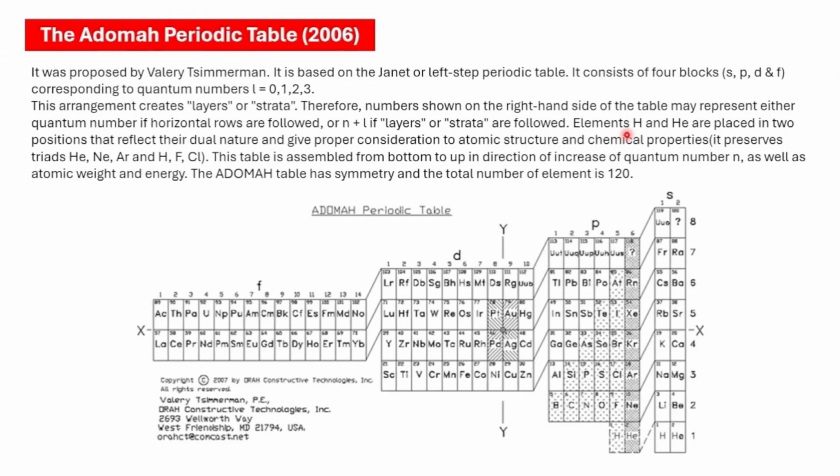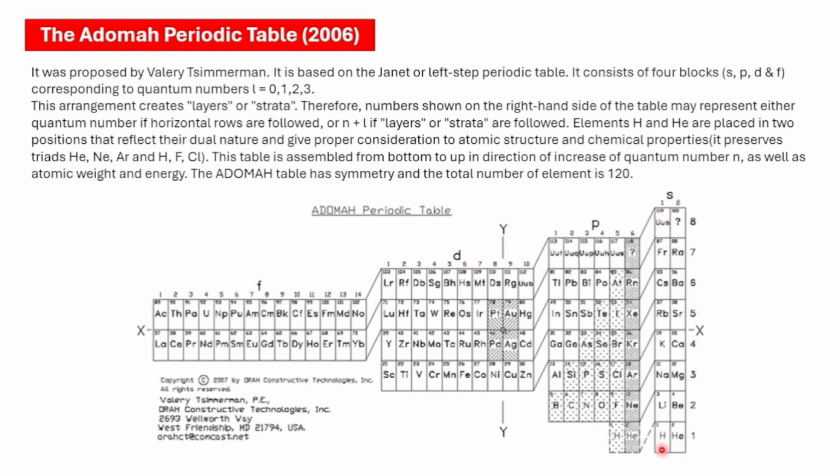Next, we have the Adomah periodic table, which came in 2006. It was proposed by Wolfgang Schimmelmann. It is based on the Janet or left step periodic table. It consists of 4 blocks S, P, D, and F corresponding to quantum numbers l equal to 0, 1, 2, and 3. So if you see, you can see the S block elements are here.